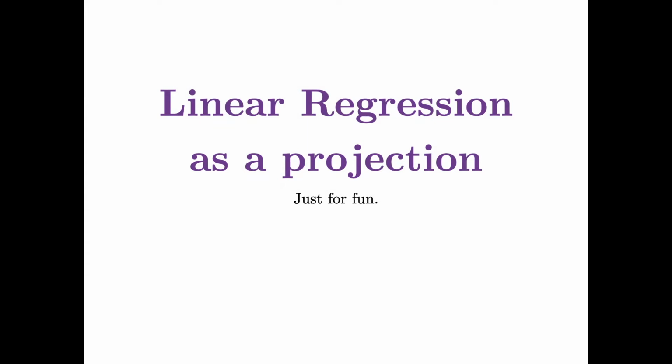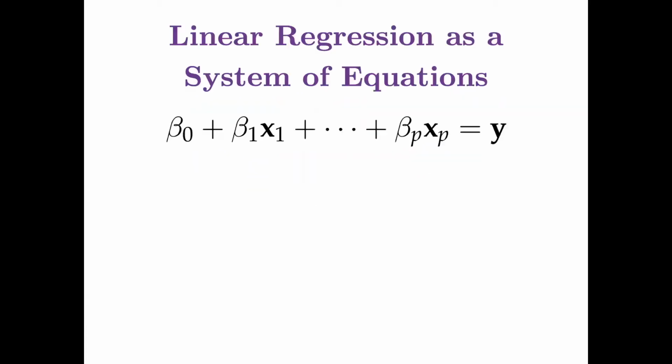I'd like to take this brief video just to show you how we can actually see linear regression as an orthogonal projection. Now, we're used to seeing linear regression, well, probably first as one equation, right? We have y equals beta naught plus beta 1 x1, however many variables we have. Here, I assume we have p variables.